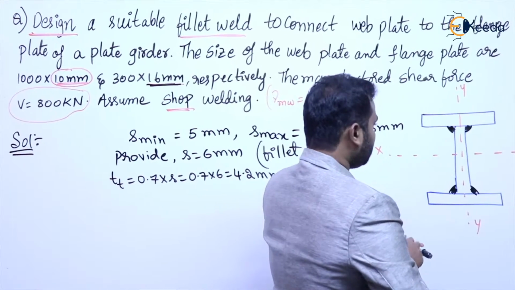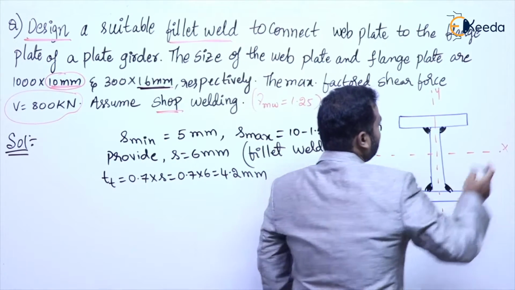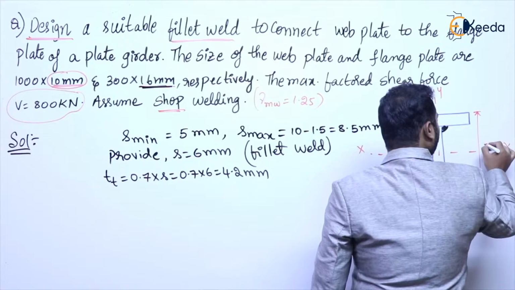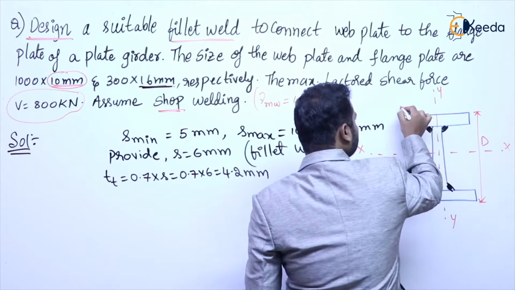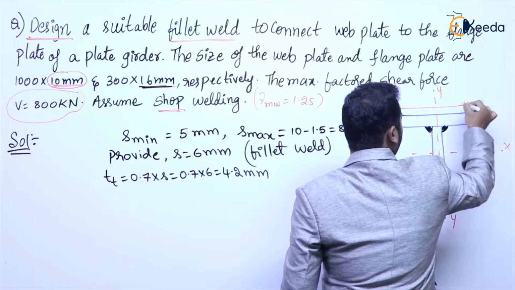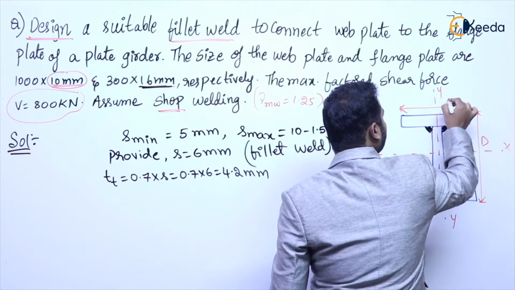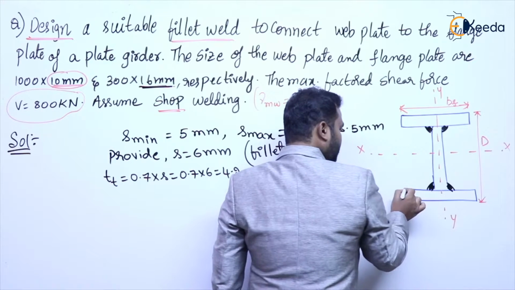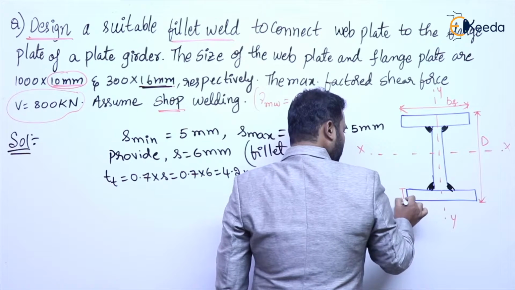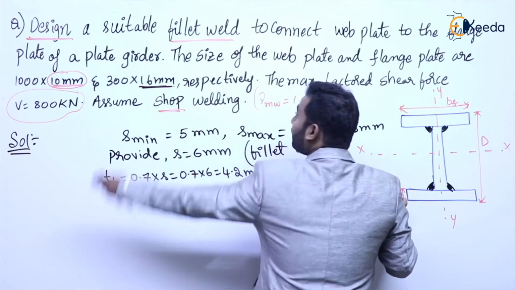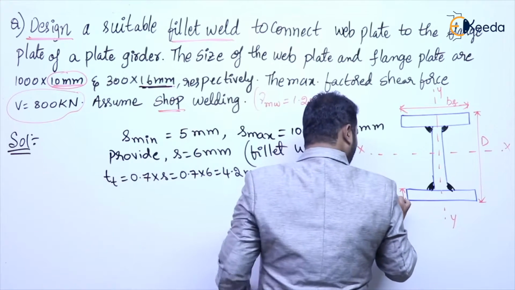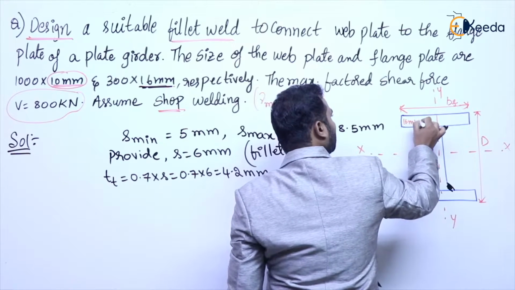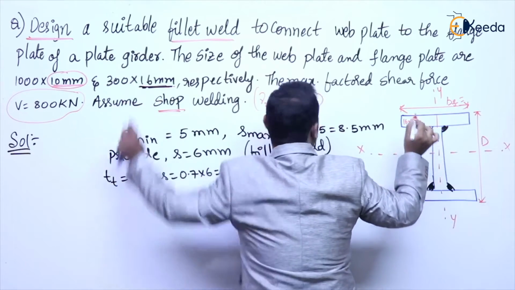If you observe the dimensions of this plate girder, this is known as the overall depth, D, and this is the width of the flange. Let us take it as B suffix F, BF. And this is the thickness of the flange. How much is the thickness of the flange mentioned in the question? 16 mm. So this is 16 mm. In the same way, this is also 16 mm. And the width is how much? 300 mm.